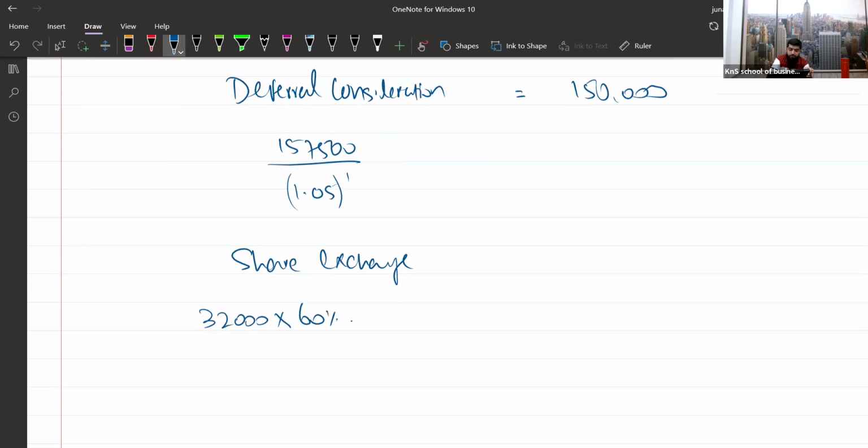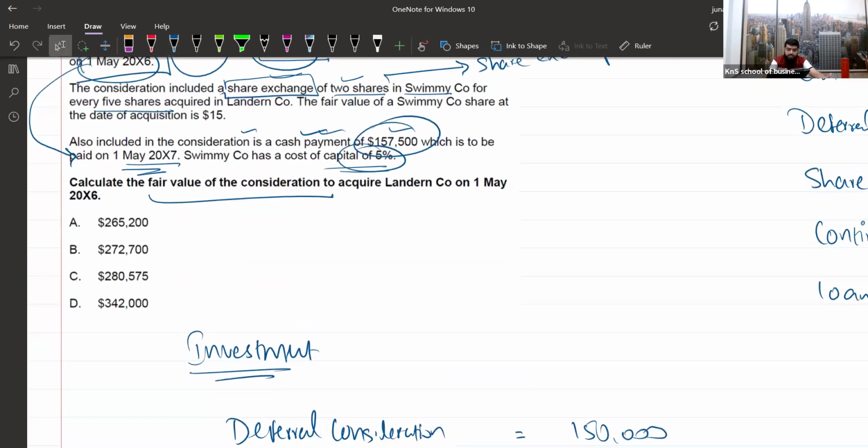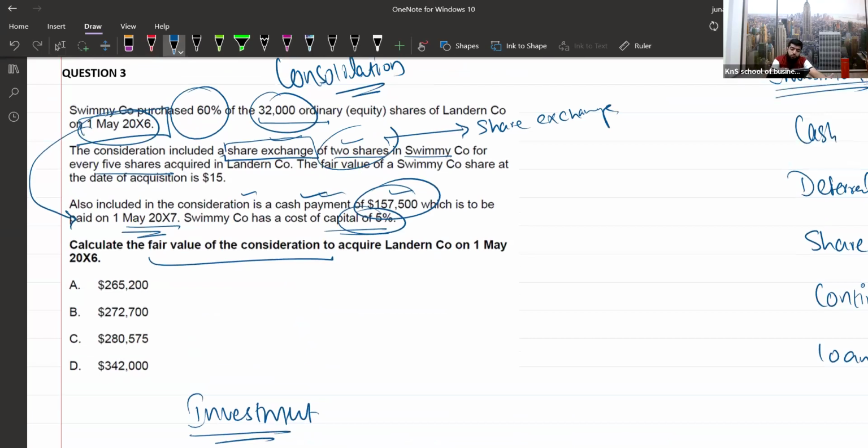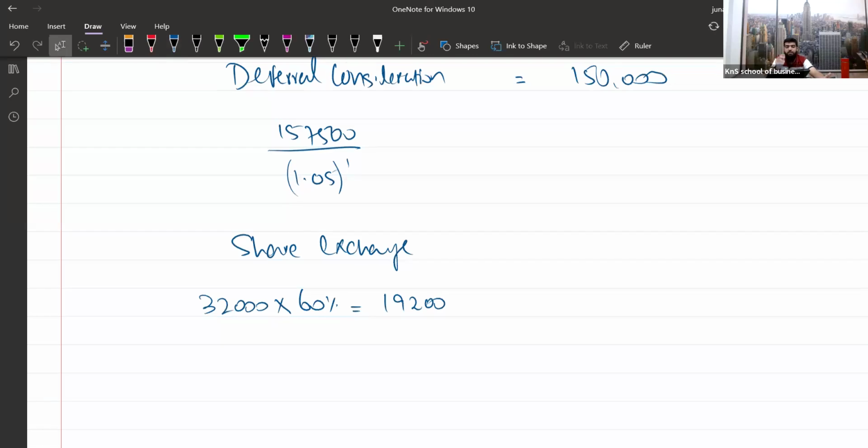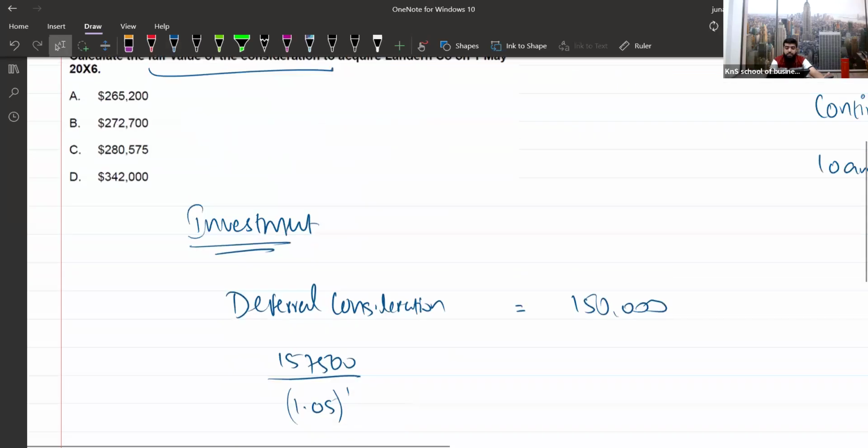Obviously, first of all, we'll be calculating how many shares are being acquired by the parent company. So 32,000 times 60% will make 19,200. So 19,200 shares are acquired. And now based on this, it says that 2 shares will be issued for every 5 shares acquired. If we just calculate 2 shares for every 5, it's approximately 40%.